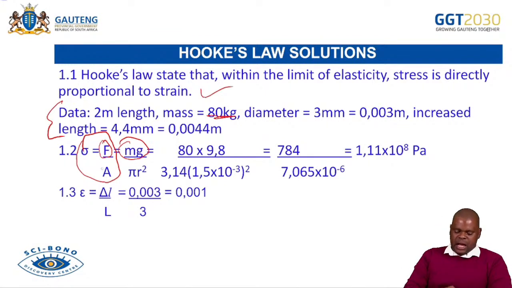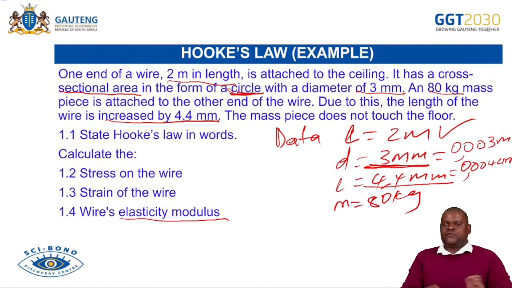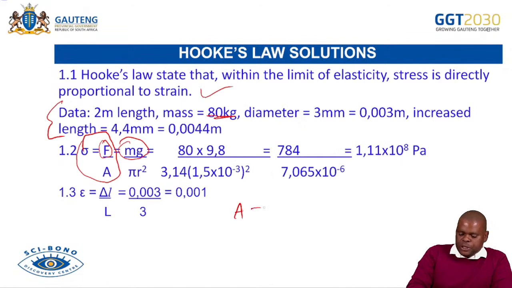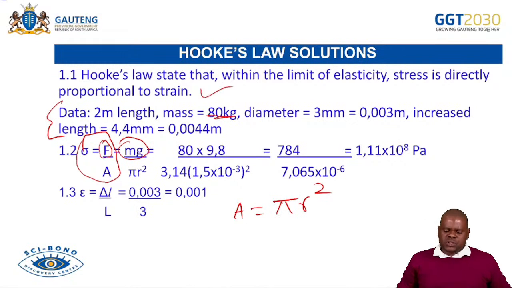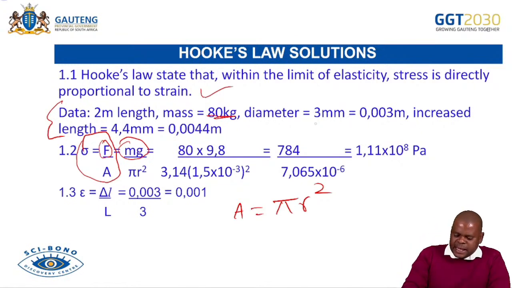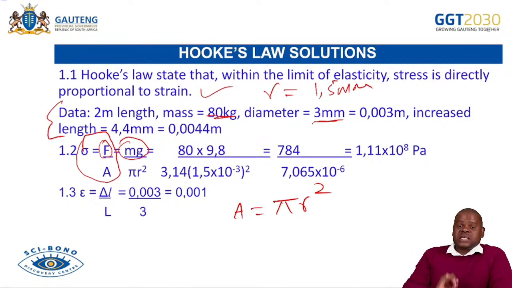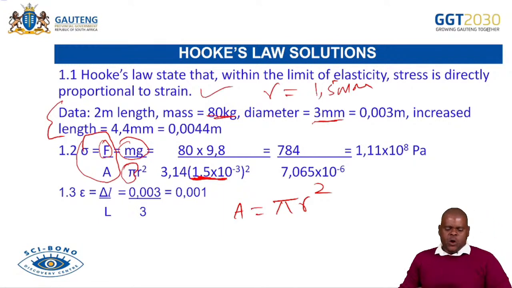Now let's look at the area. They told us that the cross-section area is a circle. That is why the area will be equal to pi radius squared. You'll ask yourself, the radius is half of the diameter. If you have a diameter of 3, that means your radius will be 1.5 millimeters. I see most of you asking where this 1.5 comes from. It is half of the diameter. And you're asking what this funny looking letter is. It is pi, and it equals 3.14.